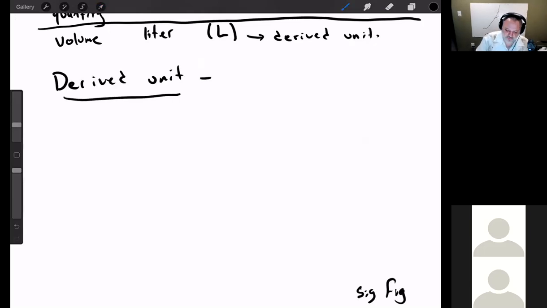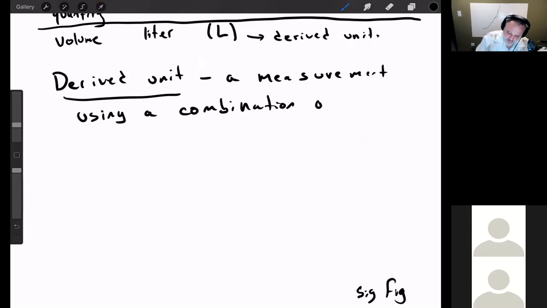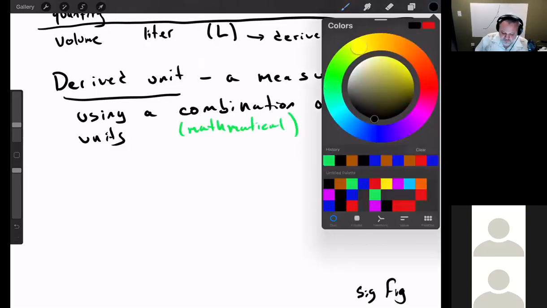This is something that is a measurement using a combination of base units. And in this particular discussion, what I mean by base unit is one of those 5 base units: length, mass, time, temperature, or quantity. And so a derived unit is a measurement using some combination. And when I mean combination, I mean a mathematical combination. And so I think volume is the first one to start with.